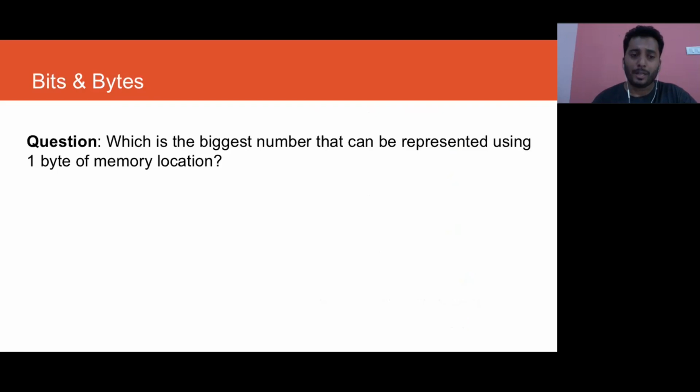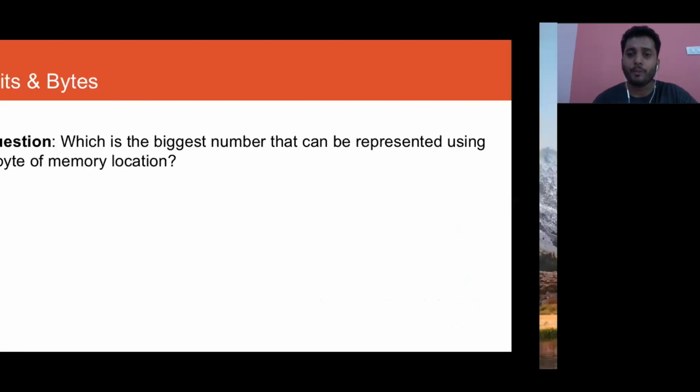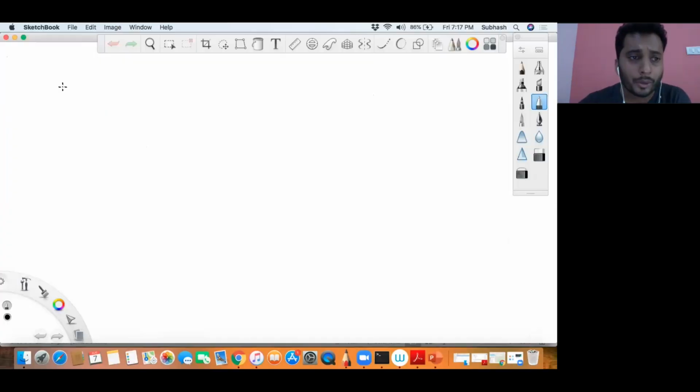Okay, so to understand this, let us first understand how much is 1 byte of memory location. How do we represent it? Now, I said that 1 byte is equal to 8 bits. 1 byte is equal to 8 bits. Okay, how do you represent these 8 bits? Let me represent that using the number 2 system, that is, the base 2 system, right?